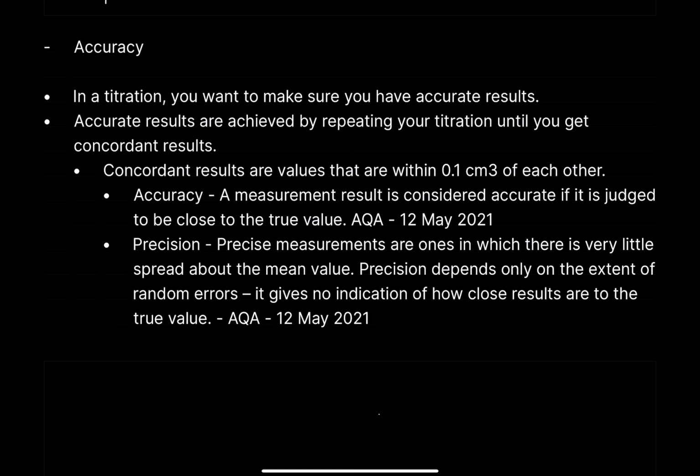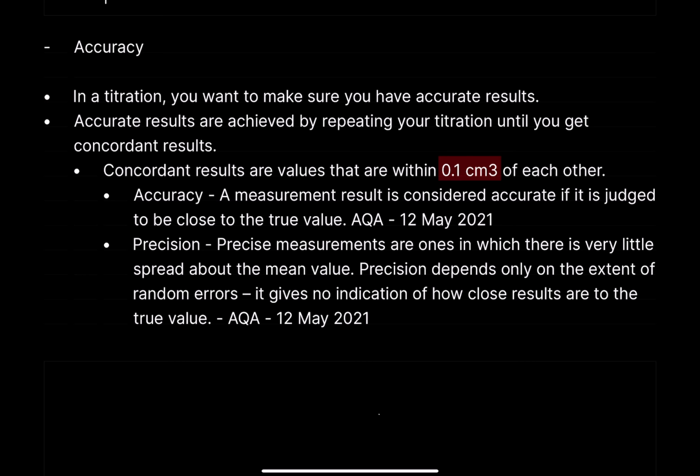Here we go. Now, accuracy. In a titration, you want to make sure that you have accurate results. Accurate results are achieved by repeating your titration until you get concordant results, is what we call them. Concordant results are values that are within 0.1 centimeters cubed. This is very important, because when you're doing your titrations, you'll get your titer values. You'll do a scratch value first, a rough approximate value to see where roughly your reaction happens.